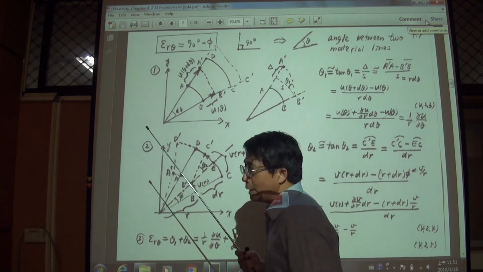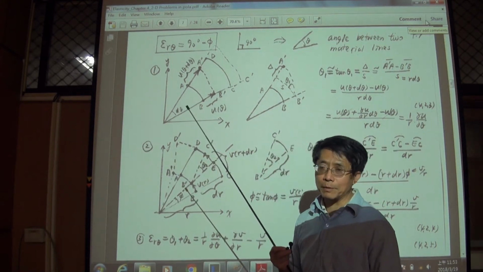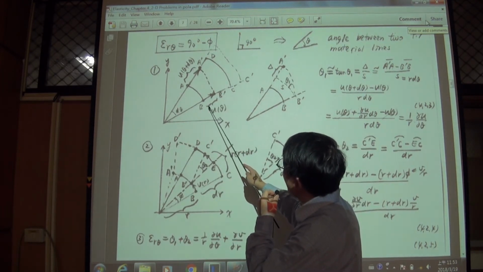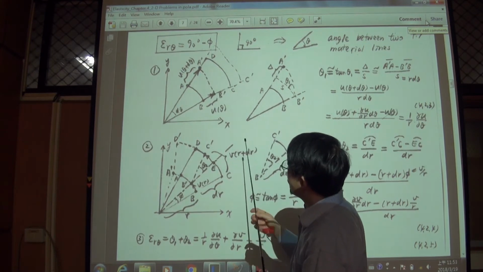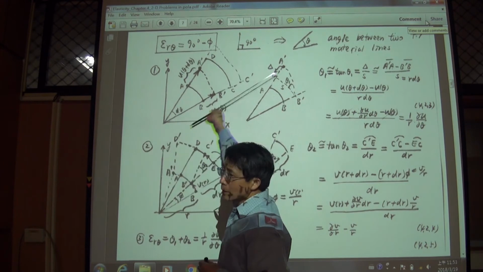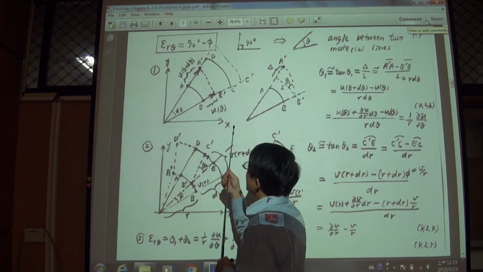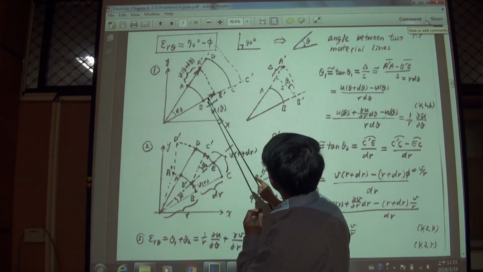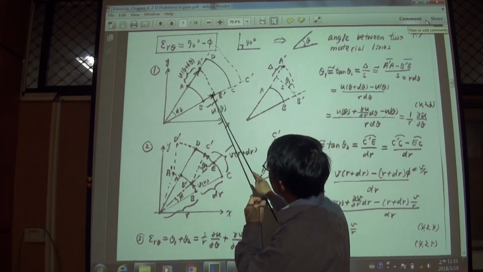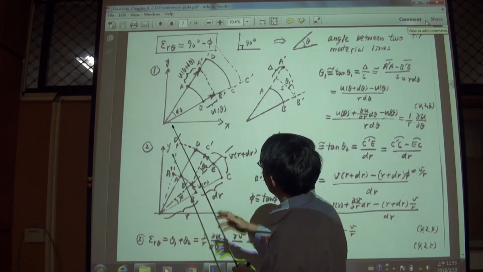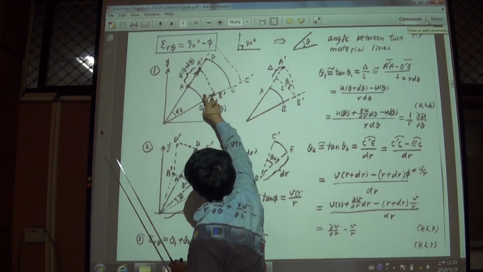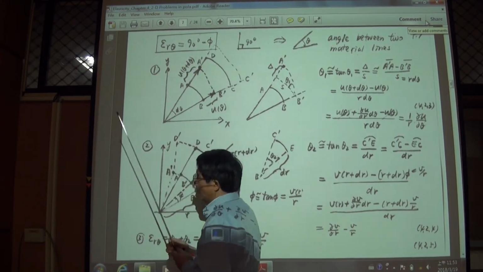Now there are two sources that create the shear strain. One is due to u, one is due to v, as before. We consider the shear strain due to u. u is the displacement in the r direction, along the radius. Now the material line AB will become A'B', right? Due to the displacement in the r direction, B will move to B', and A will move to A'.